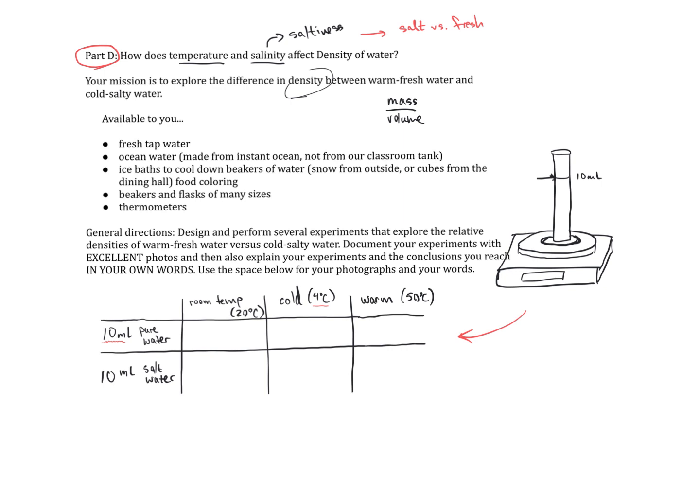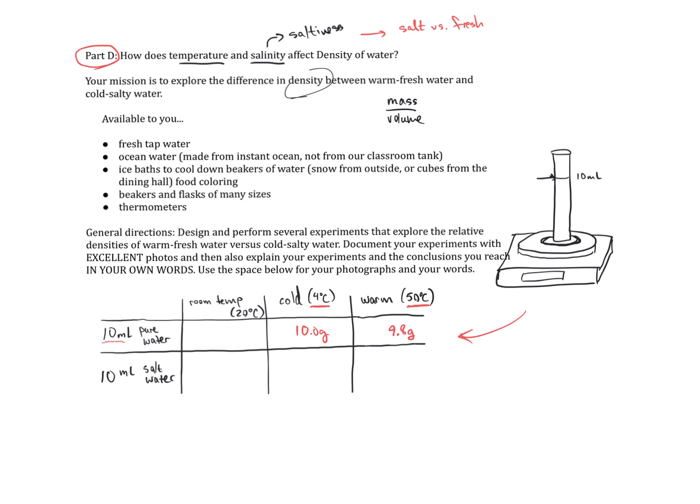10 grams. I'll write this in a different color here, so bear with me. So 10 grams for 10 mils. If I warm this room temperature pure water up to 50 degrees Celsius, which is pretty warm, halfway to boiling, and I put 10 milliliters of 50 degree water in my graduated cylinder, I actually would expect it to weigh about 9.8 grams.